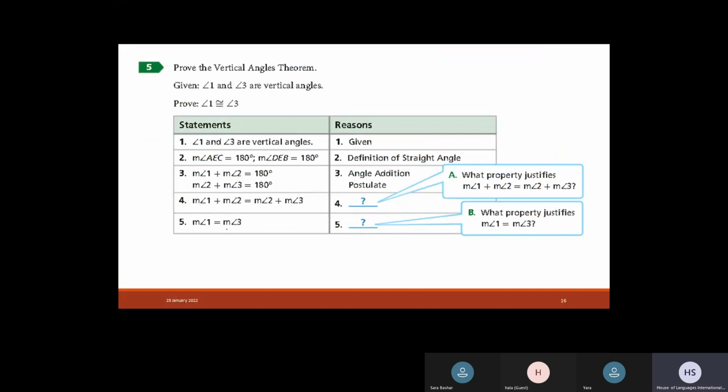Now let's talk about the vertical angles. Here we have vertical angles. They are A, E, C and D, E, B. Teacher, it should be A, E, B... A, E, C, D, E, B. Oh, like this. Yeah. Okay.